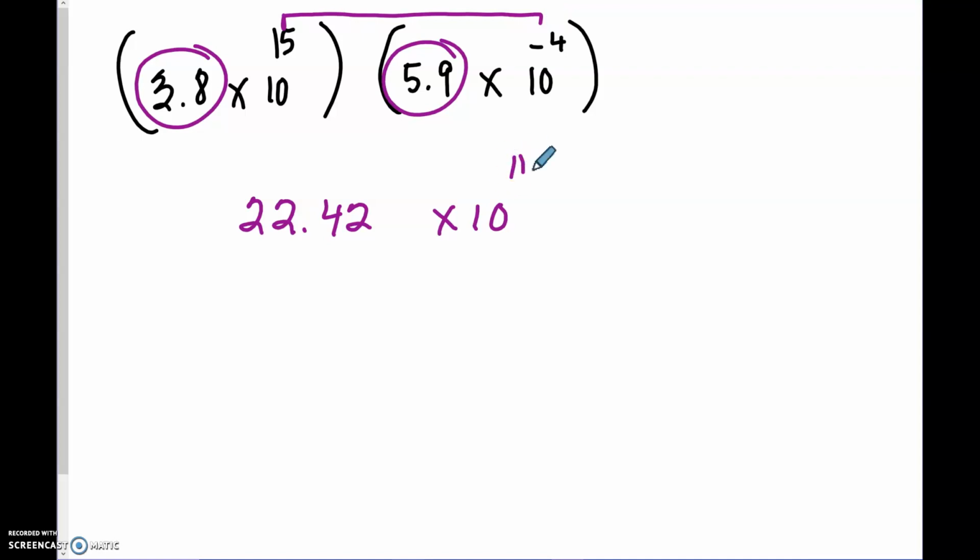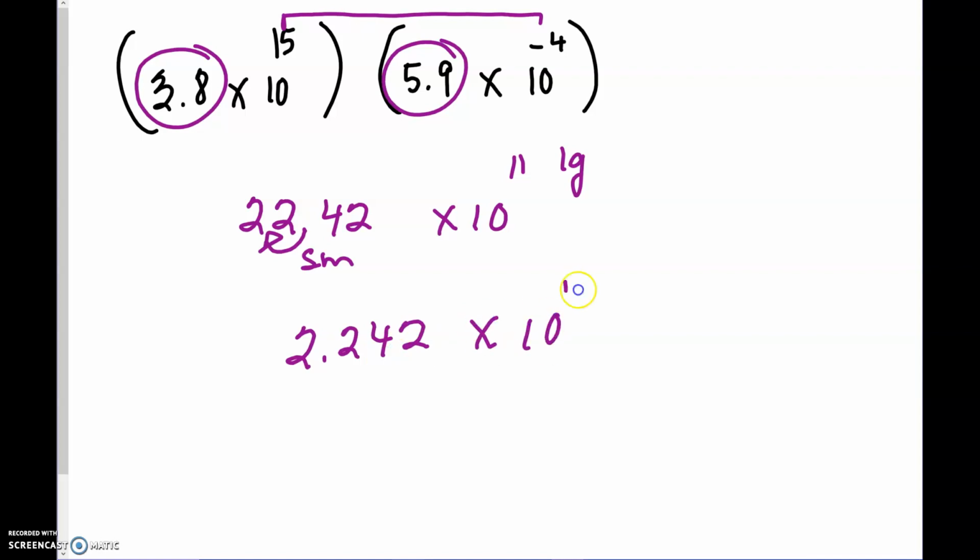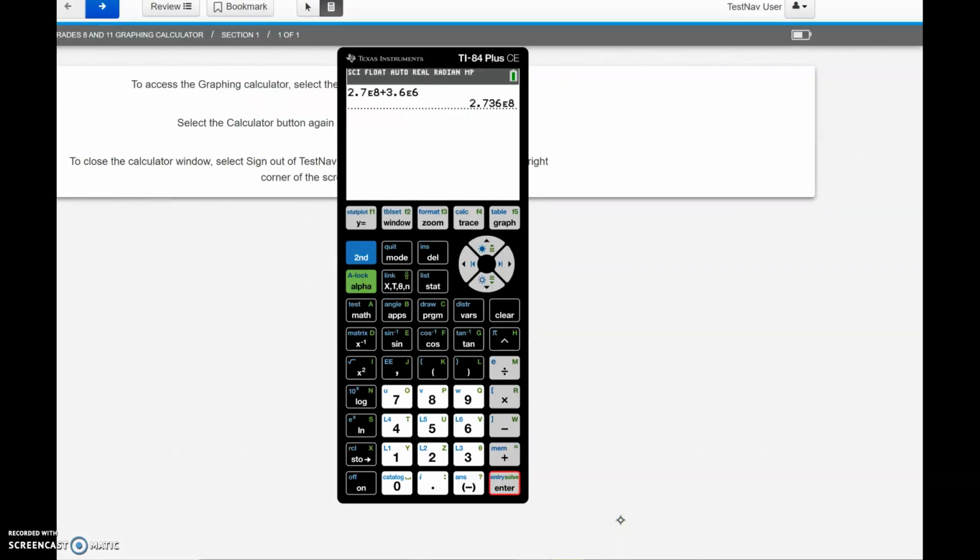Now, is this in scientific notation? No. So I have to move this decimal one place, so that gets smaller. This has to get larger. So 2.242 times 10 to the 12th. Or can you guys just go to your calculator and plug this right in, and will it give you the correct answer? So let's go give that a try here quick.